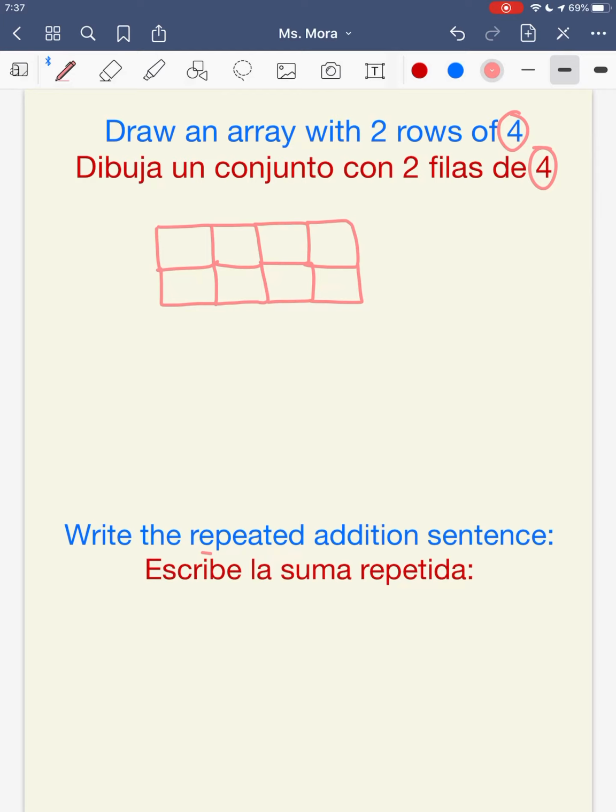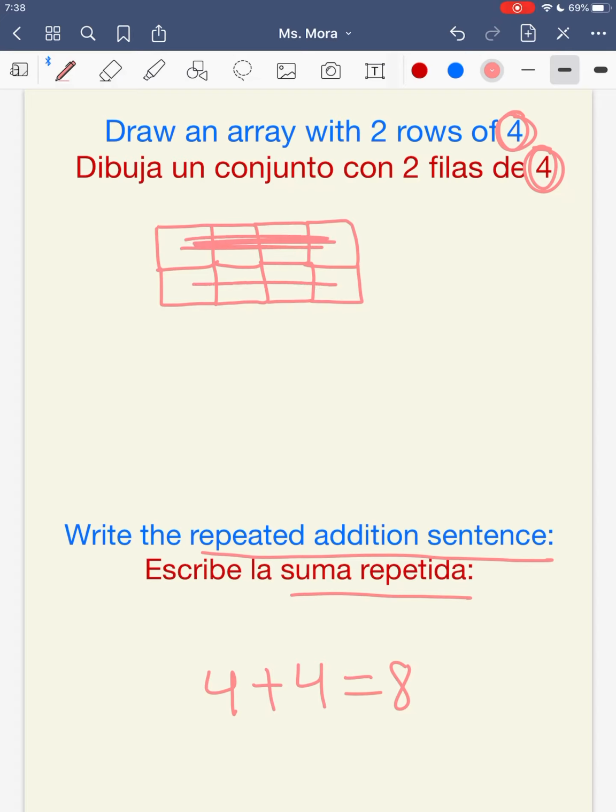So the repeated addition sentence, la suma repetida, because I'm adding rows of 4 already, it's 4 plus 4 equals 8 because there's 4 in my top row and there's 4 in my bottom row, okay?